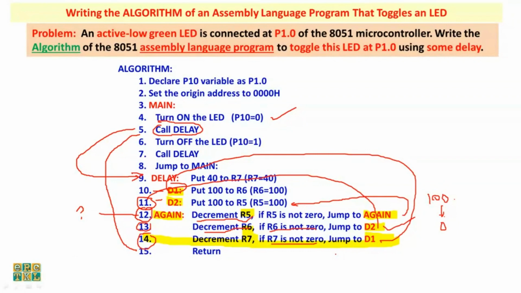So if R6 will do 100 times, R5 will do 100 multiplied by 100. How many is that? That will be 10,000, right? And then every 100 of R6, you will do 1 of R7. So R7 will do the steps 40 times, but R6 will do the steps 100 times, and R5 will do the steps 100 times also. When you multiply the three, 40 multiplied by 100 multiplied by 100, the total will be around how much? 400,000 maybe, right? So this will do the delay 400,000.